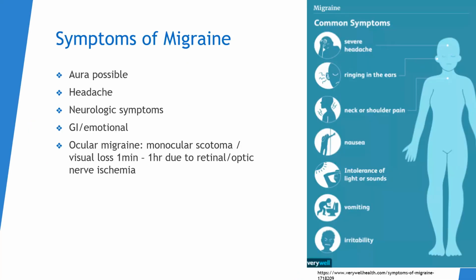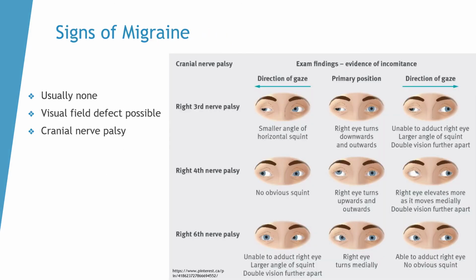People with migraine may experience a possible visual aura, and they can also undergo headaches, neurologic symptoms, and GI and emotional alterations as well. For ocular migraines, they may also experience monocular scotoma, and the visual loss lasts from 1 minute to an hour due to the diminished blood flow. There aren't a lot of signs that you may be able to notice in a patient with migraine, but upon a visual field test, there may be some defects.